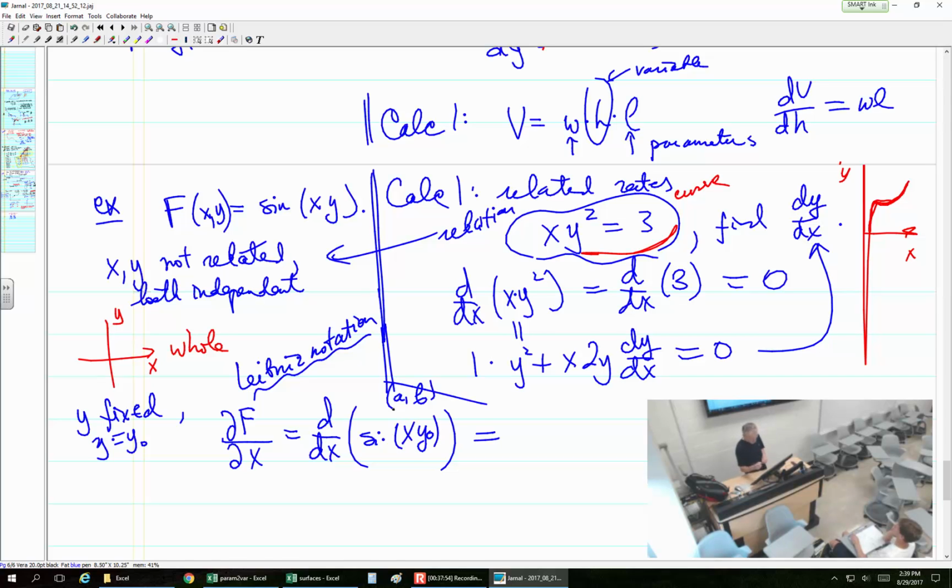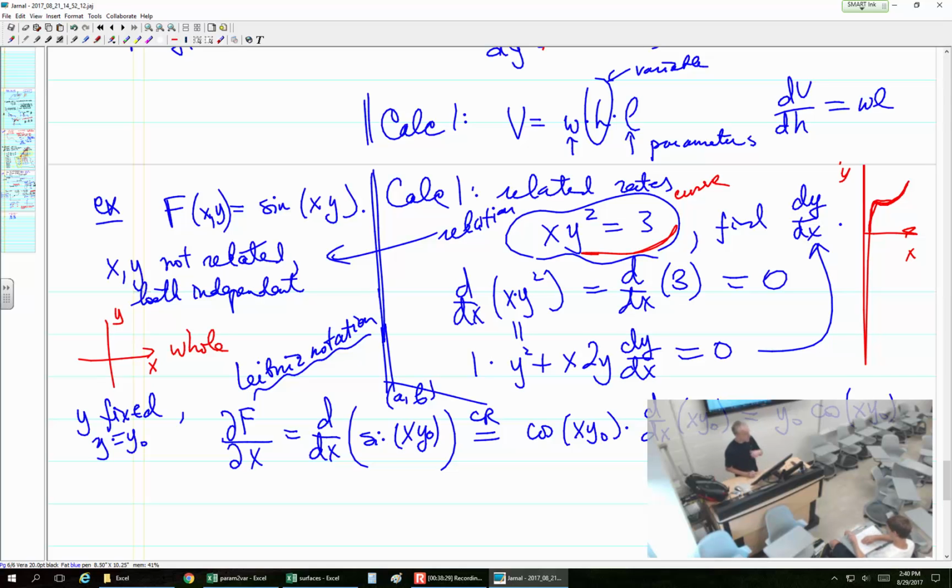Cosine x times. Right, so can you quickly explain what rule we use? Chain rule. Okay, so a composition of two functions, sine on the outside, x times y naught on the inside. So I have cosine x y naught times the derivative of the inside, x y naught, which is the crucial part. I differentiate this function with respect to x, which gives me y naught. So the answer is y naught cosine x y naught.